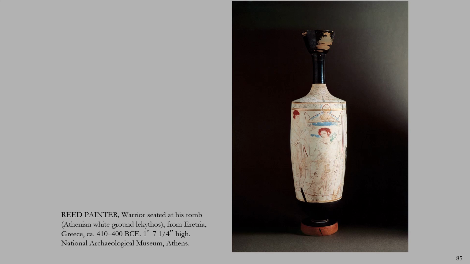Here's another example of a lekythos. This is another image related to the death of a warrior. Here he is seated at his own tomb, but here you can see even more of those background details. The chair behind him, the tomb behind him, that the white ground technique allowed to happen.